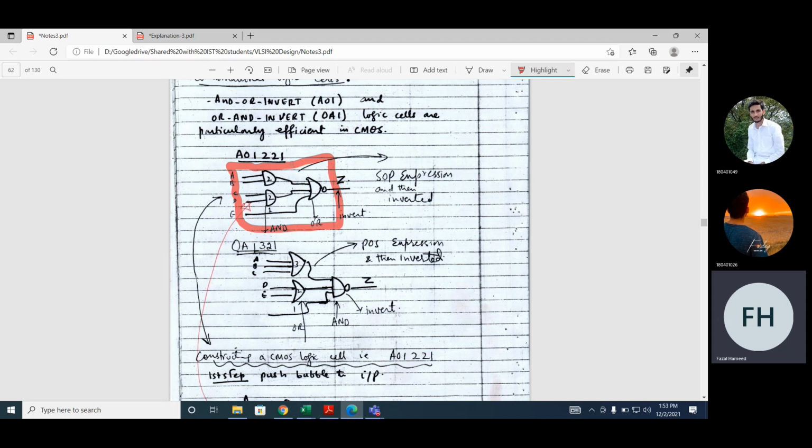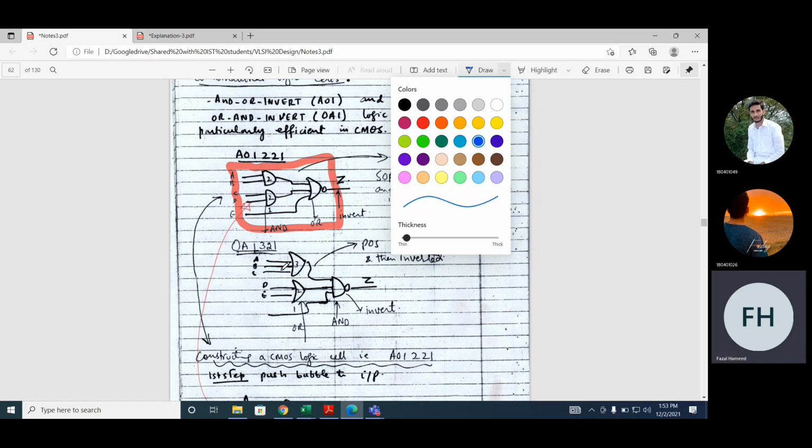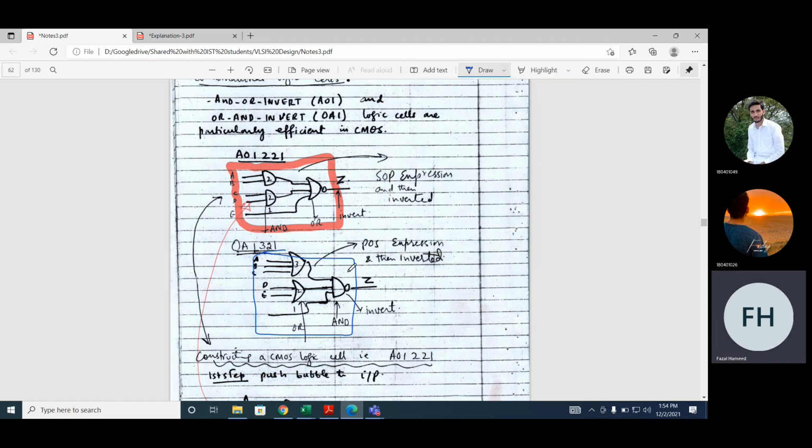If you look at the OAI 3-to-1 cell, can you see it at the bottom? If you look at this cell, it is an OAI cell, or OR-AND-invert. So this is an OAI 3-to-1 cell. OAI means the first stage is for the OR gates, then AND, then invert. The first OR gate has 3 inputs, the second OR gate has 2 inputs, and the last one is a single input that goes directly to the AND gate.